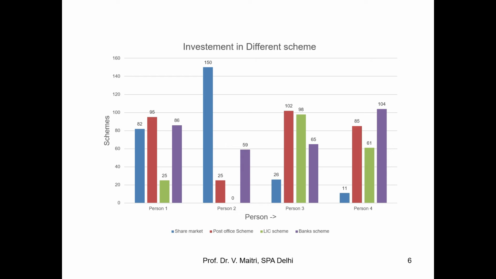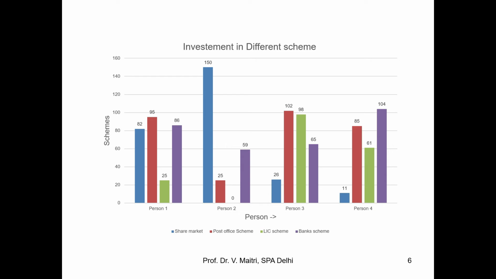While person number 3 and person number 4 are playing a very safe game. They don't believe in the share market and they feel that it is a risky game. So only some amount they will invest, so that they can bear the risk or the loss if it occurs at any stage.